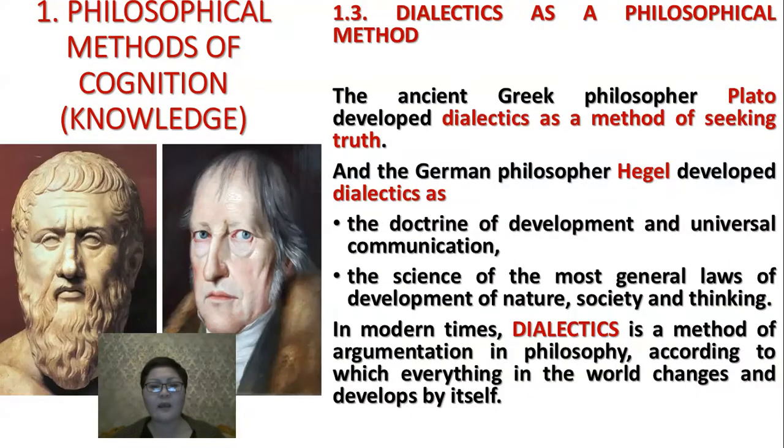The ancient Greek philosopher Plato developed dialectics as a method of seeking truth, and the German philosopher Hegel developed dialectics as the doctrine of development and universal communication, the science of the most general laws of development of nature, society, and thinking. In modern times, dialectics is a method of argumentation in philosophy, according to which everything in the world changes and develops by itself.